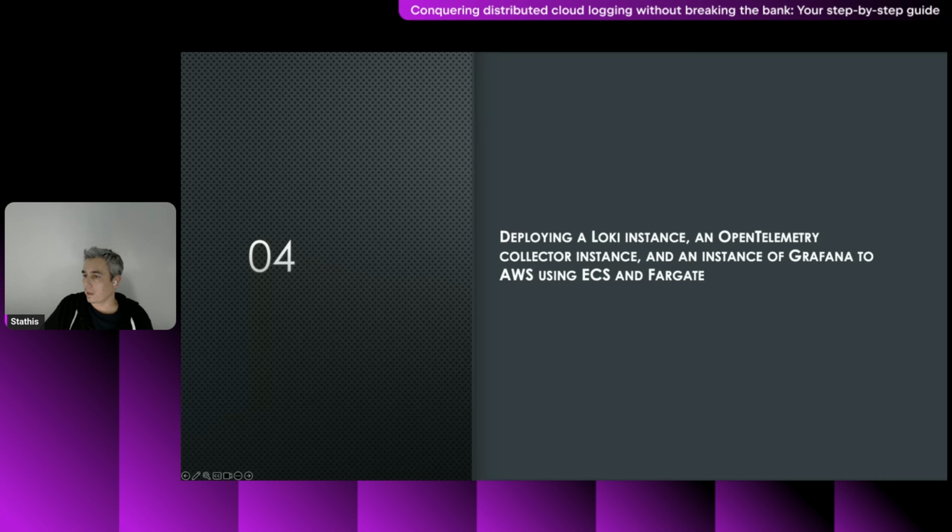Okay, this is the section where we'll set up our services and run them. We'll prepare them in the right order. We'll start with Loki, then with the OpenTelemetry collector, and finally, Grafana. We'll use this sequence because the OpenTelemetry collector is using Loki, so this is why we're starting with Loki.